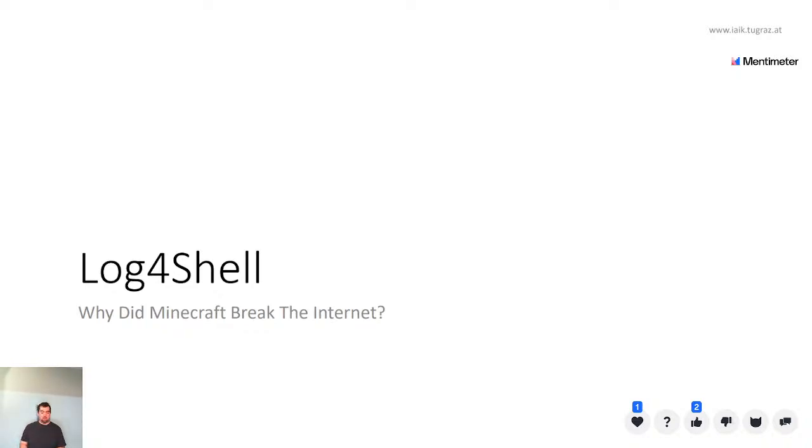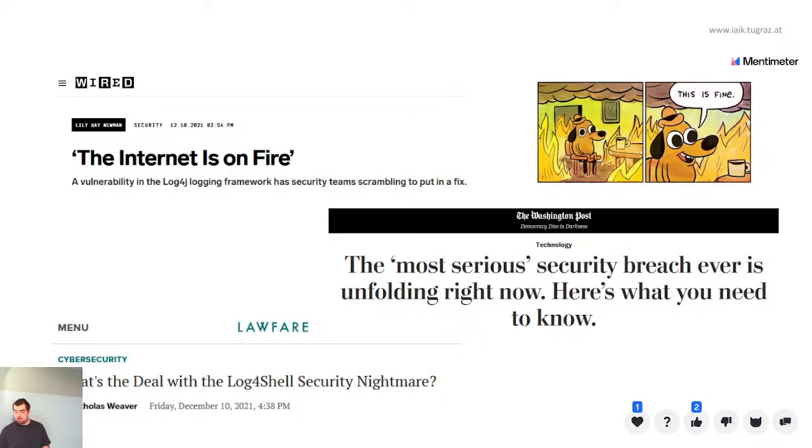Log4Shell. Every vulnerability must have a fancy name, but that doesn't tell us what it's about. Generally speaking, if your security vulnerability shows up on the front page of the Washington Post as the most serious security breach ever, you've got a problem. The internet is on fire. Security nightmare. Excellent. This is fine.